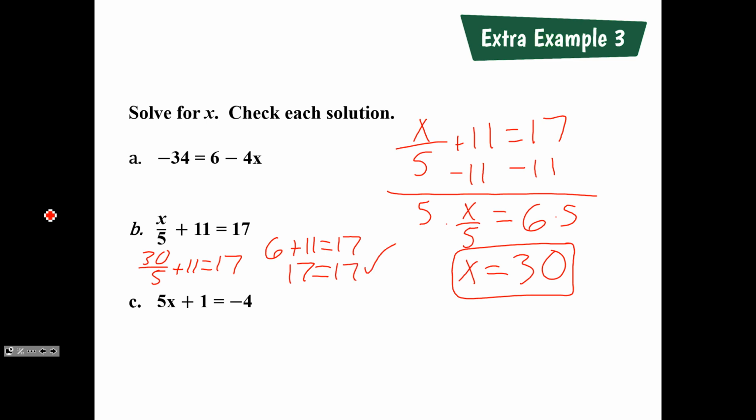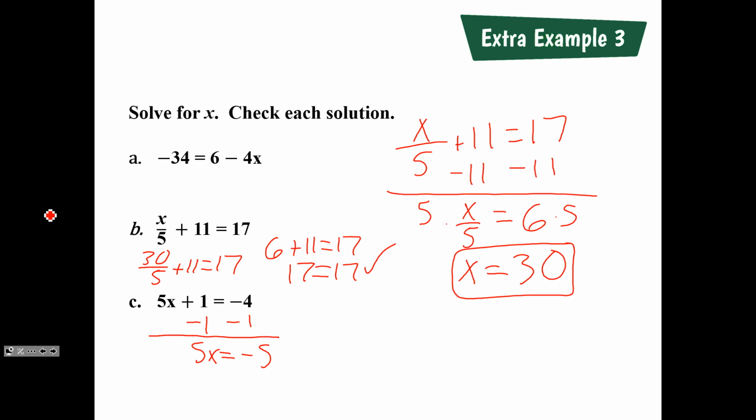Okay, raise your hand if you can tell me the first step to C now. Tyler? Subtracting 1. Why are we subtracting 1? To get 5x by itself. When you did that, what did you get? Negative 4 minus 1 is equal to, Tyler? Negative 5.